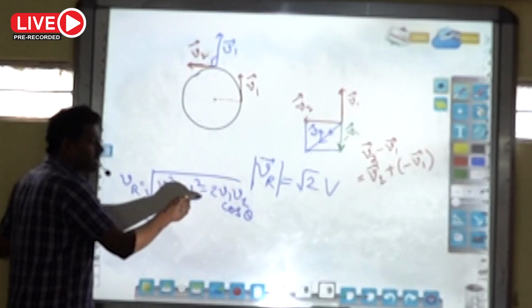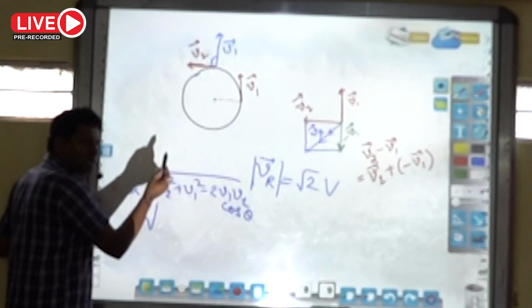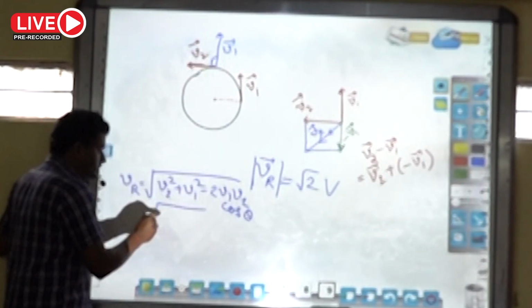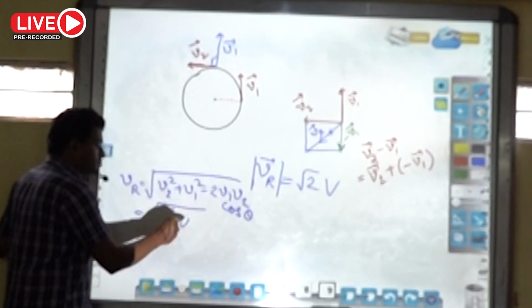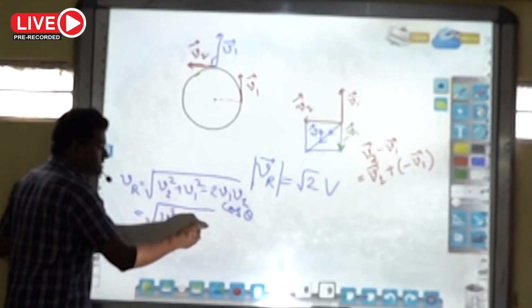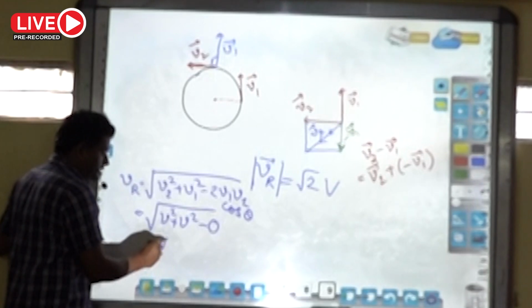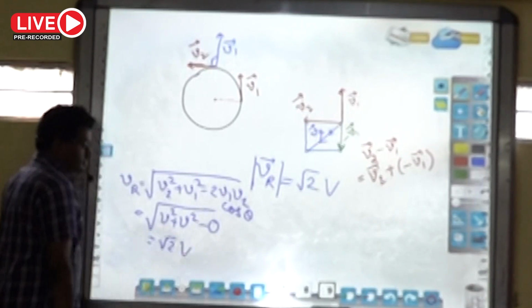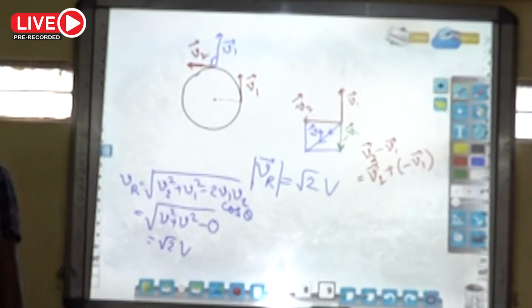For resultant I write this one plus, for subtractant I will write this one minus. So it will be v square plus v square. Cos 90 means the last term will be 0. So it will be root 2v. So any way you can find.